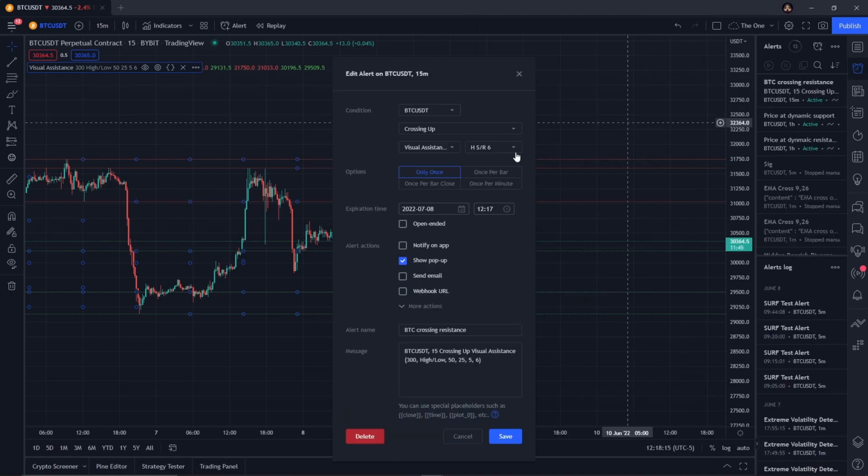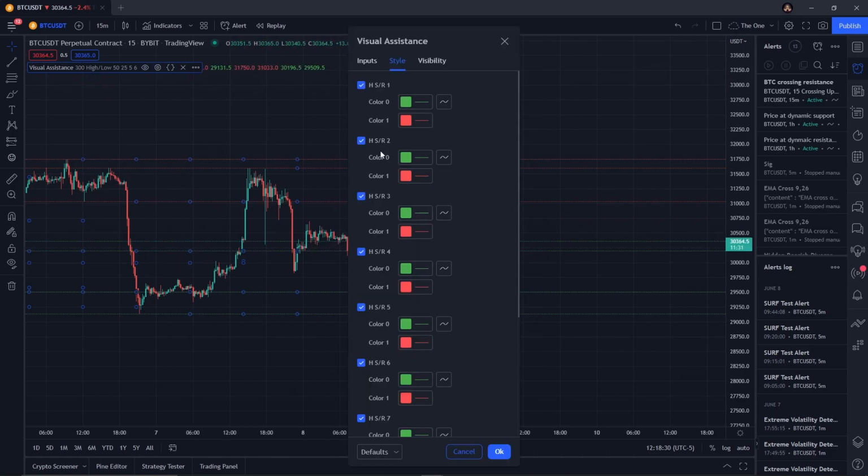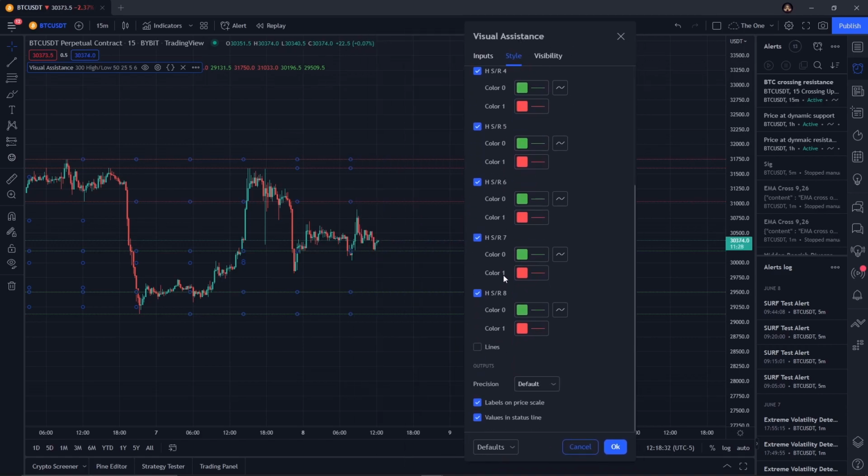Here we have the alert. And when BTC crosses up over horizontal support resistance 6, we're going to get that alert. So on the flip side, if we wanted to use this one too, we still need an alert for that. We're just going to keep searching, so we know which one is number 6.